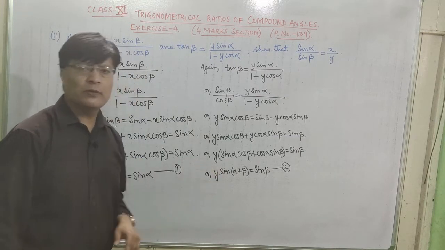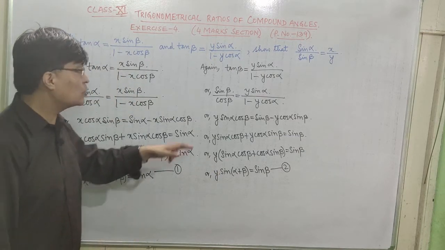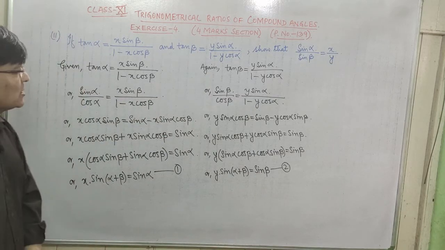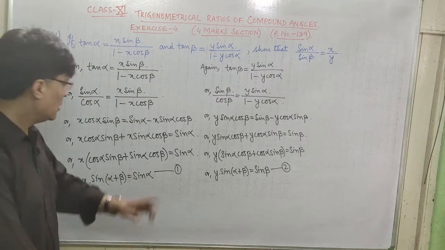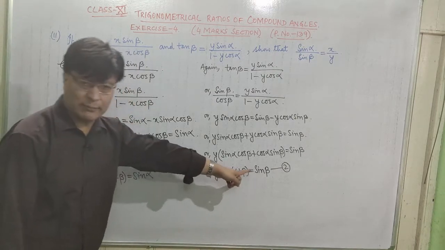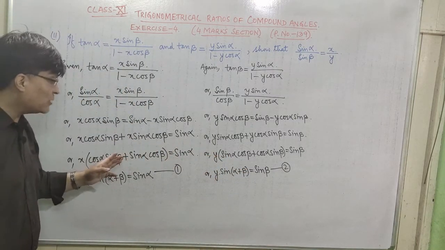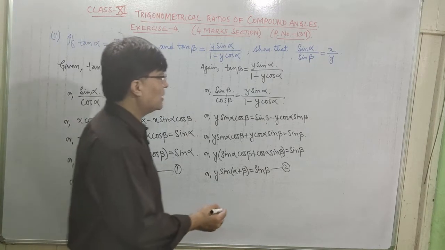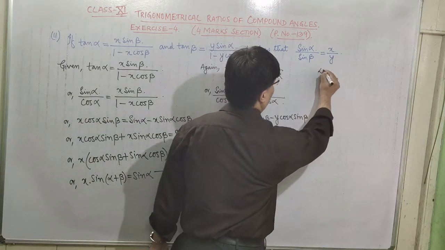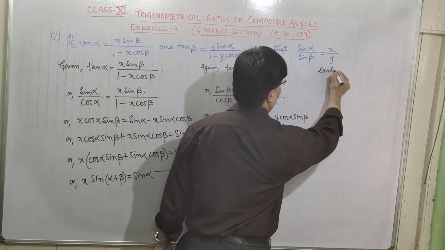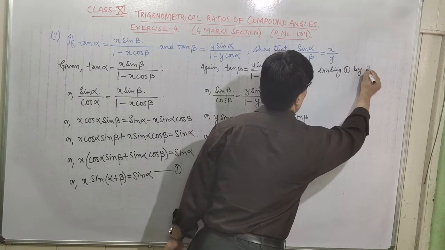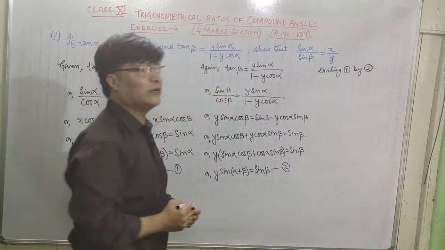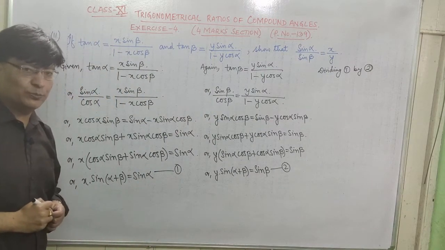1 and 2. So what will you do with this 1 and 2, so that we can prove that sine alpha by sine beta is equal to x upon y? You should get sine alpha divided by sine beta. That means you can divide 1 by 2, isn't it? So let us write here dividing 1 by 2.